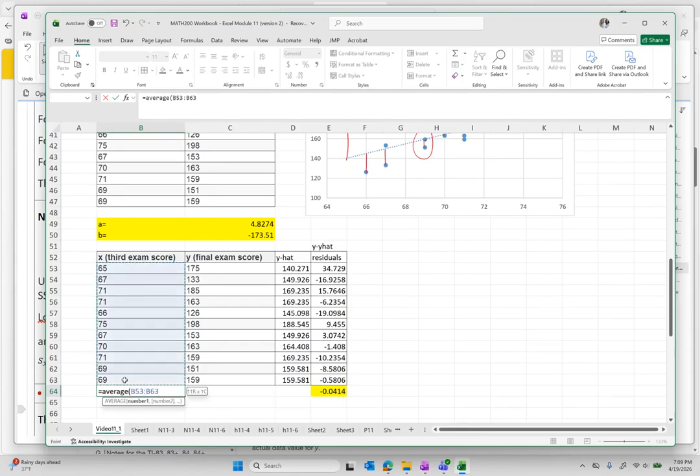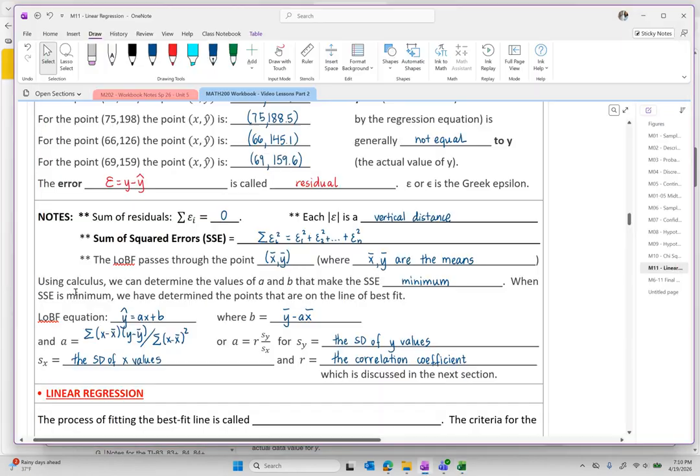I need the x bar. I'm going to calculate it here below the x. So that's the mean. And then I'm going to do the same for the y. So the mean for the x's is 69.18 repeating, and the mean for the y's is 160.45 repeating. And then I'm going to try to generate the formula for a.